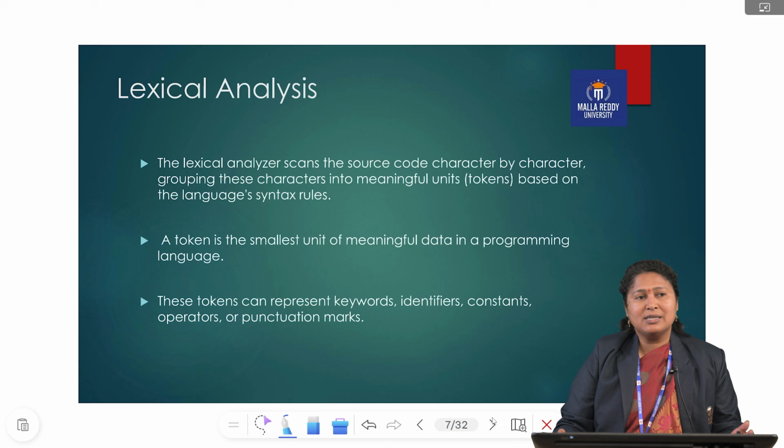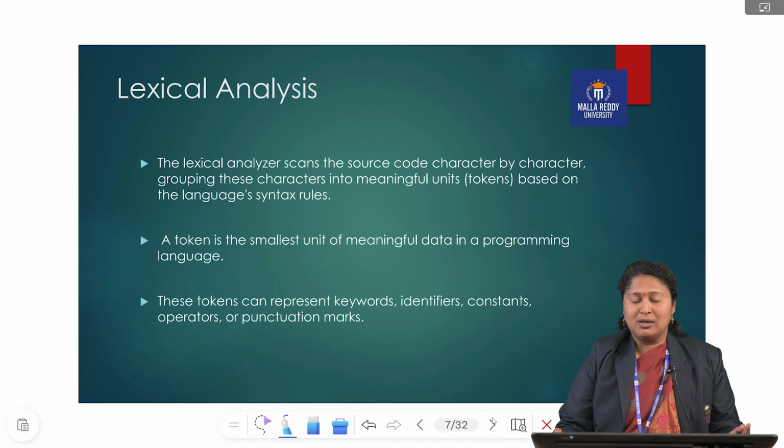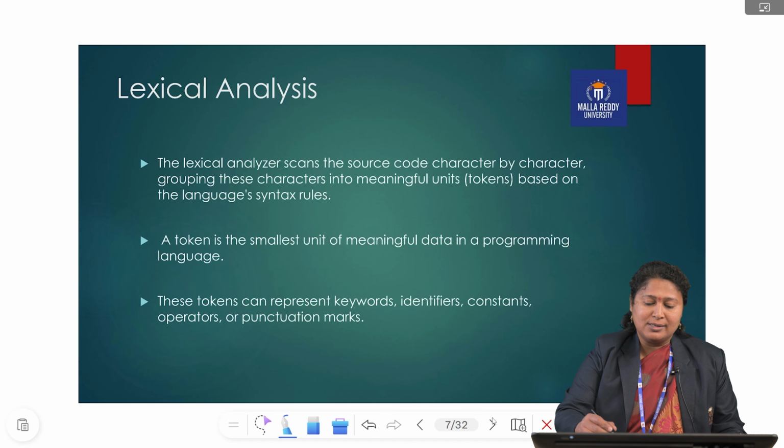The duty of the lexical analysis is that it scans the source code character by character and groups these characters into tokens based on the syntax rules. The token is the smallest unit of meaningful data in a programming language. Tokens can be keywords, identifiers, numbers, constants, operators, punctuation marks. All of these are called tokens.